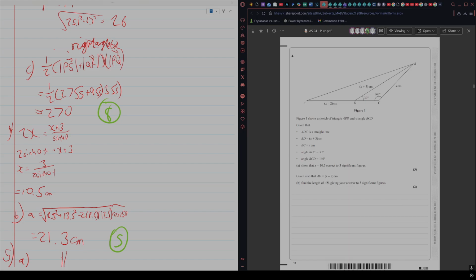It tells you that these angles, you just have to use, I use sine rule. You know that sine 30 is a half, so dividing by sine 30 is just multiplying by 2. You simplify, blah, blah, blah. You get this.